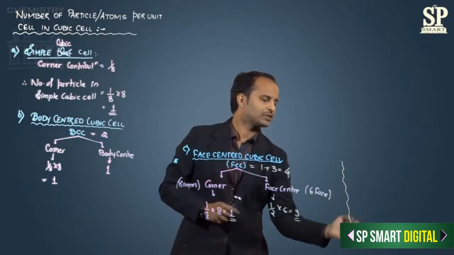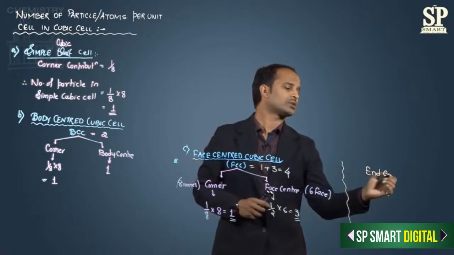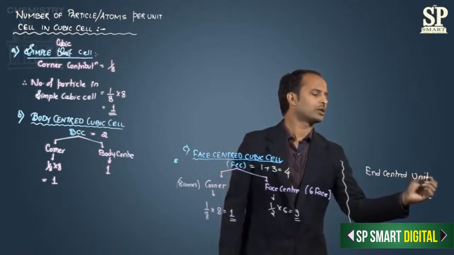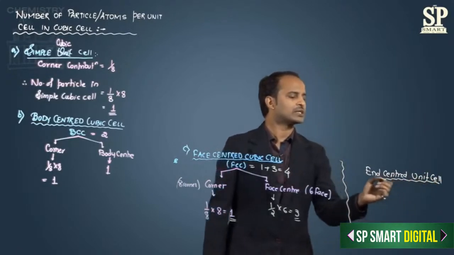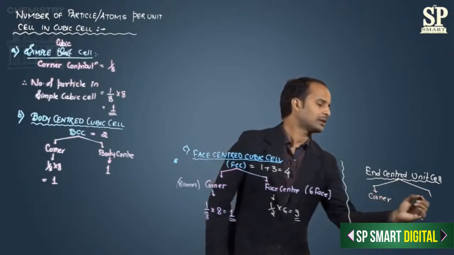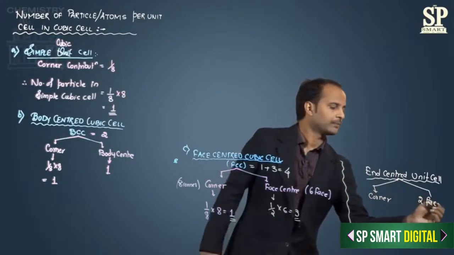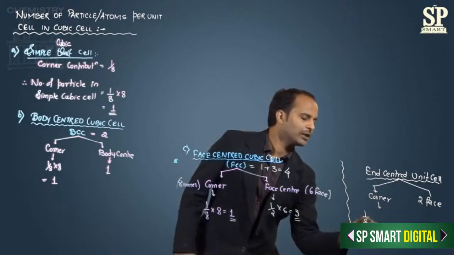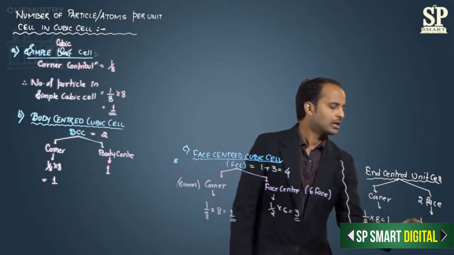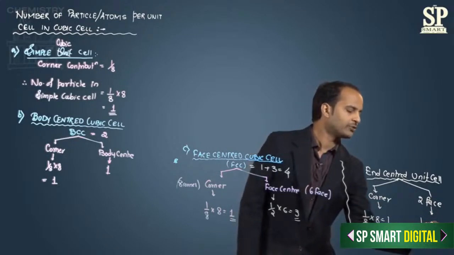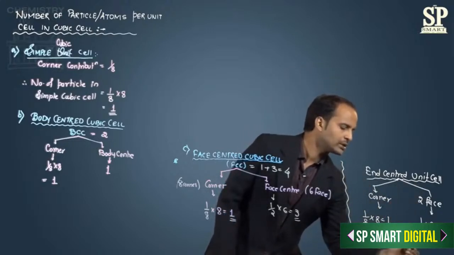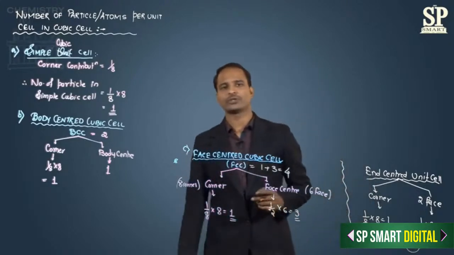Now just for reference, suppose the question is on the end-centered unit cell. End-centered is not a type of cubic cell. We are just considering it to know how many particles there will be. So in an end-centered unit cell, how many particles will there be? In case of end-centered, the particles are present at the corners and at any 2 opposite faces. Again from the corners it will be 1/8 into 8, that is 1 particle, and from the two faces, half from each face, so half into 2, that is 1. So in case of end-centered, the total is 2 particles: one from the corners and one from the two opposite faces.